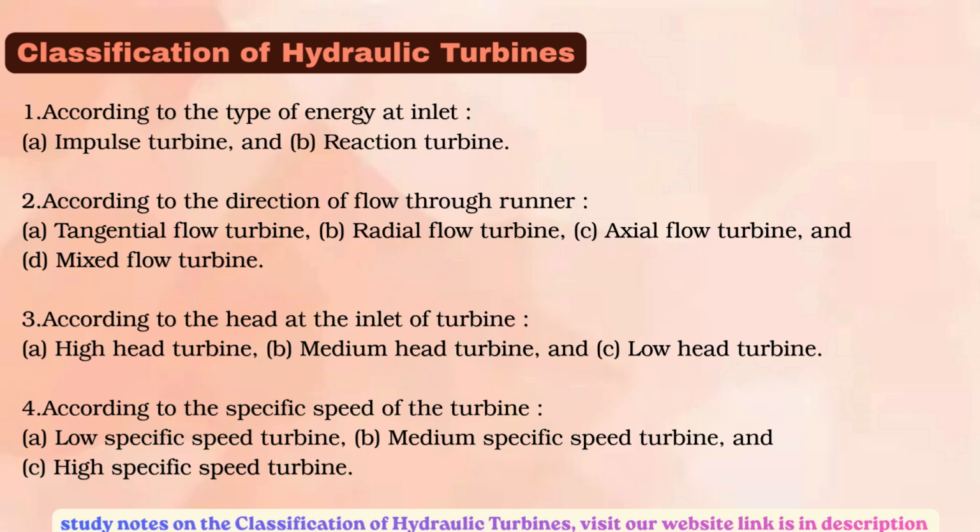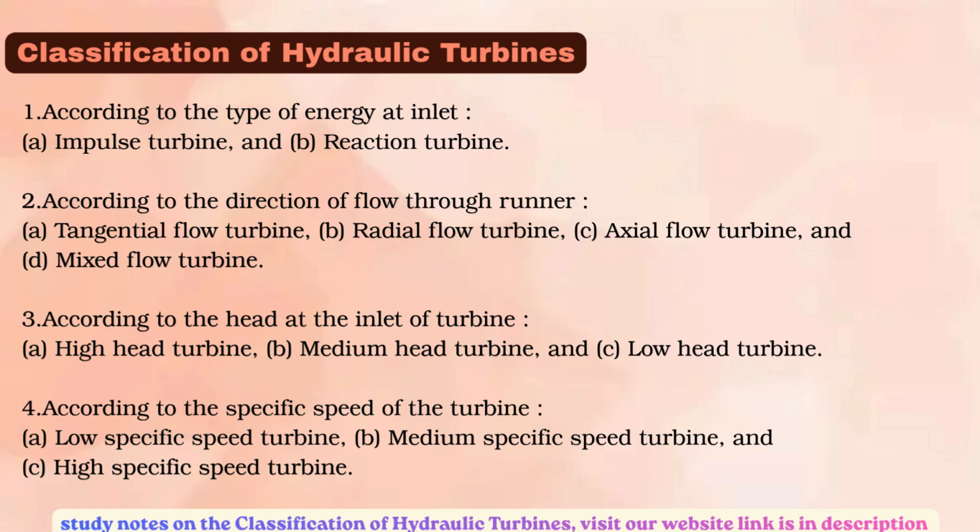First, let us look at classification based on the type of energy available at the inlet. There are two types: impulse turbines and reaction turbines. In an impulse turbine, the water enters the turbine in the form of kinetic energy only. The water jet strikes the blades and rotates the turbine. In a reaction turbine, the water has both pressure energy and kinetic energy. The turbine runs fully filled with water, and rotation happens due to pressure difference as well as flow.